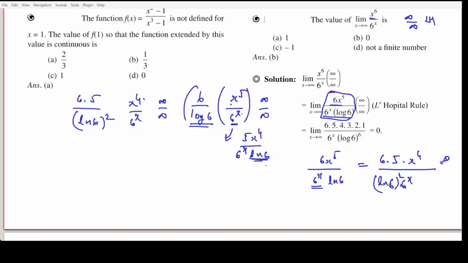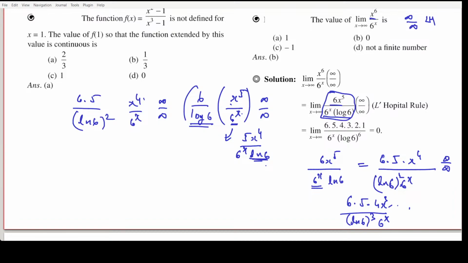Now this is again infinity by infinity. If you do one more differentiation, what will you get? 6 into 5 into, again, 4x cube, by, again, 6 power x will give one more ln 6. So this becomes ln 6 whole cube 6 power x, right? If you do this differentiation three more times, x cube will become x square, then x square will become x, then x will become 1, right?